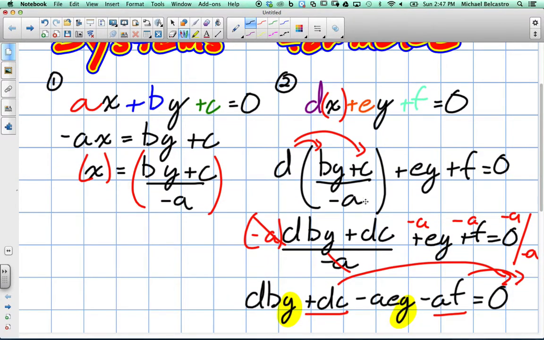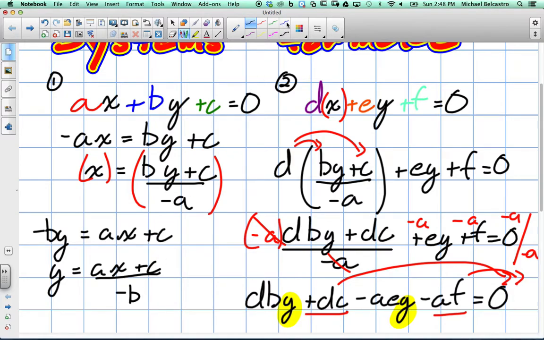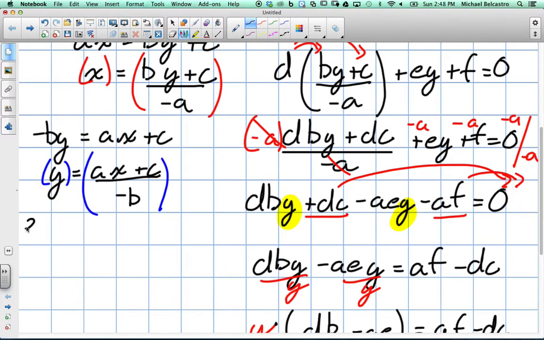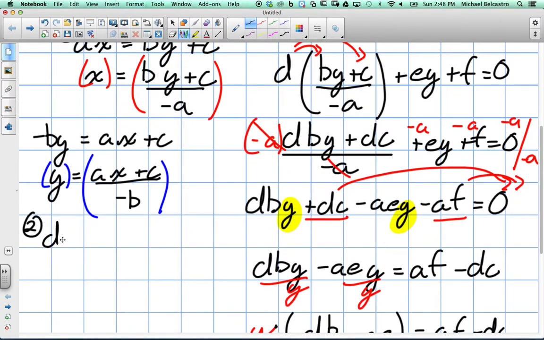Let's do the same thing for x. So I'm going to take our first equation again, and I'm going to isolate for y this time. So this time it'll be negative by is equal to ax plus c. Same idea, y will be equal to ax plus c divided by negative b. Now we're going to take this y value and plug that into the y in the other equation. So bear with me, you won't be able to see the whole thing in one shot here. Our equation 2 was dx plus ey plus f equals 0, so here's our y, ax plus c over negative b, plus f equals 0.